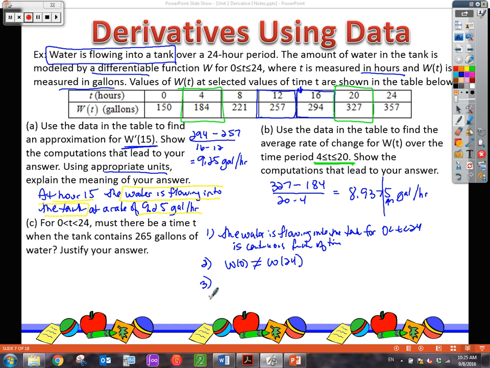Part 3. Remember, that's where we say the k value is between f of a and f of b. So in this case, our k value would be 265. So 265 is between w of 0 and w of 24, or I can actually write the number out, 150 and 357. It's my options. And then we know the conclusion is, therefore, there exists a value c between a and b. So what we can say for this, though, we can say yes, by IVT.